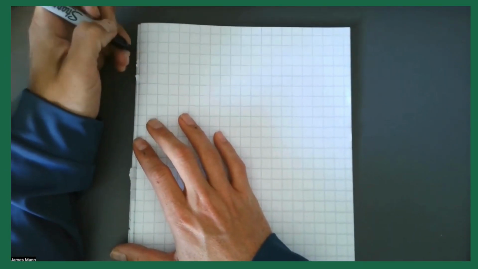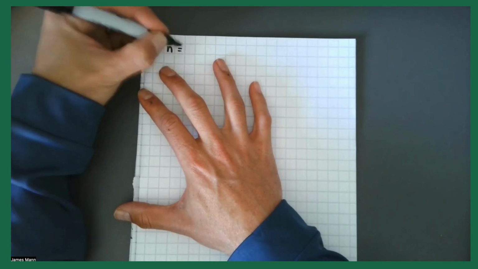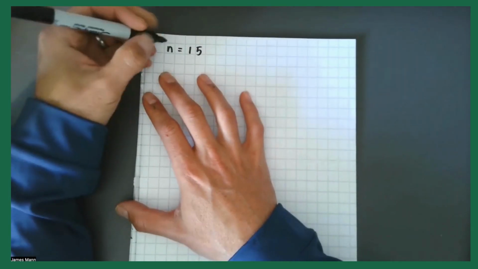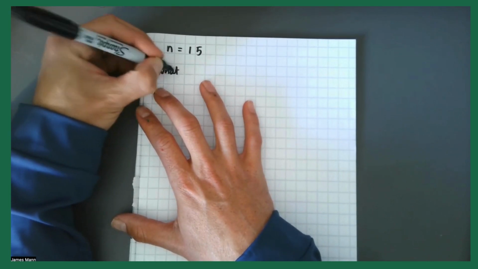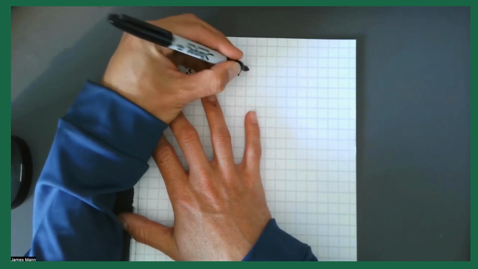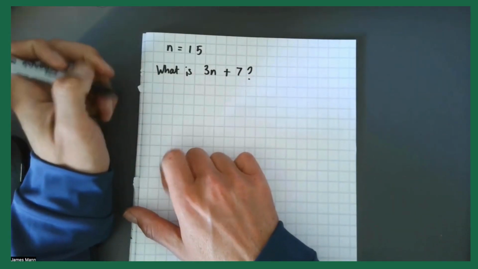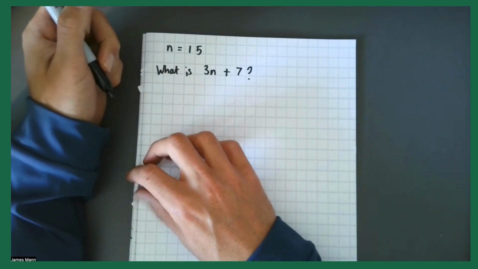Okay, so today we're going to look at algebraic equations and solving them. Sometimes we get a question that looks something like this. It will say n equals 15. What is 3n plus 7? Now, n could be replaced for any letter or any little picture in a question.